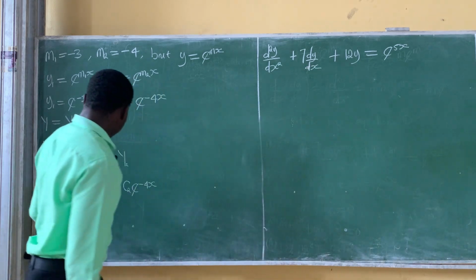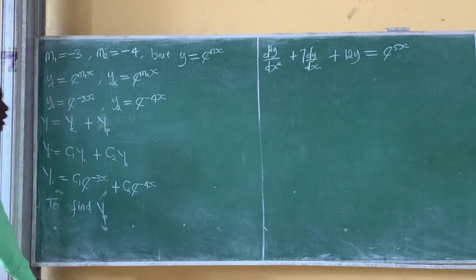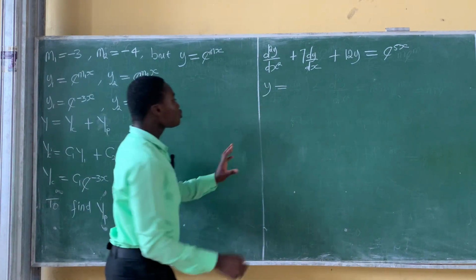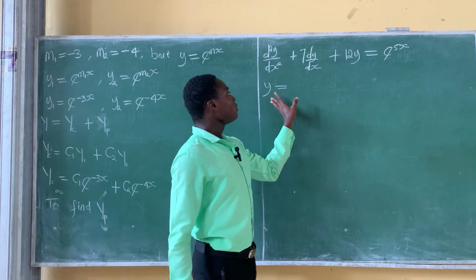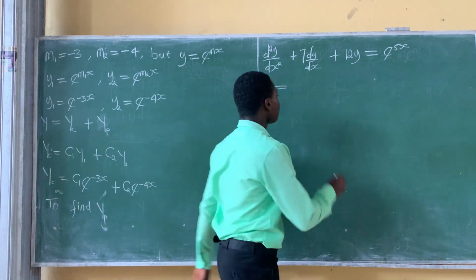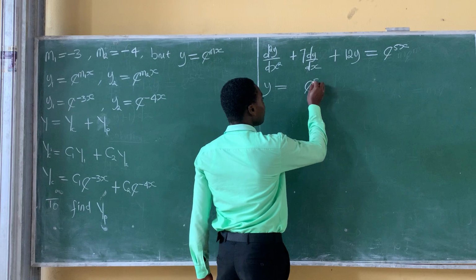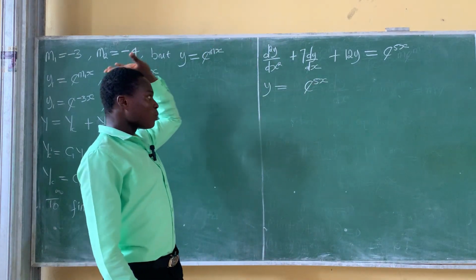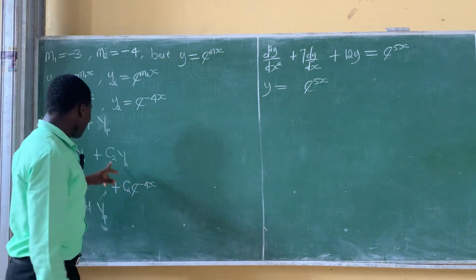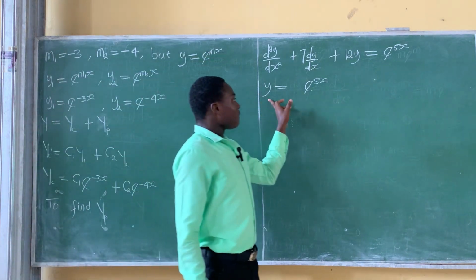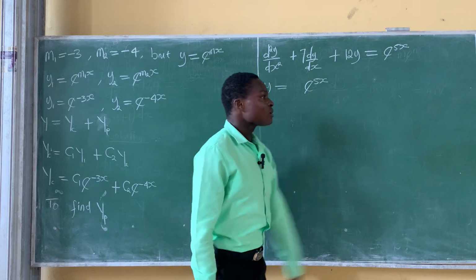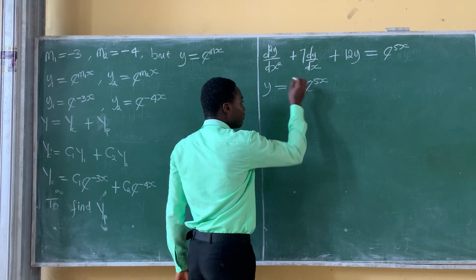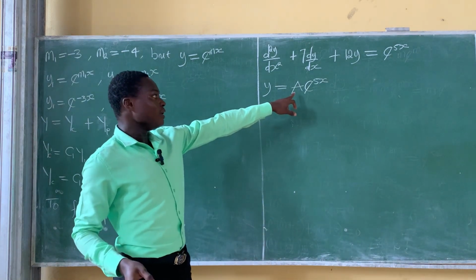So to find y sub p, you let y be equal to what you have on the right hand side, which is exponential 5x. Remember, to find y sub c, we equate the left hand side to 0. But now, to find y sub p, we equate y to exponential 5x. But we need to attach an arbitrary constant, which we are going to find the value of. Let that constant be a.